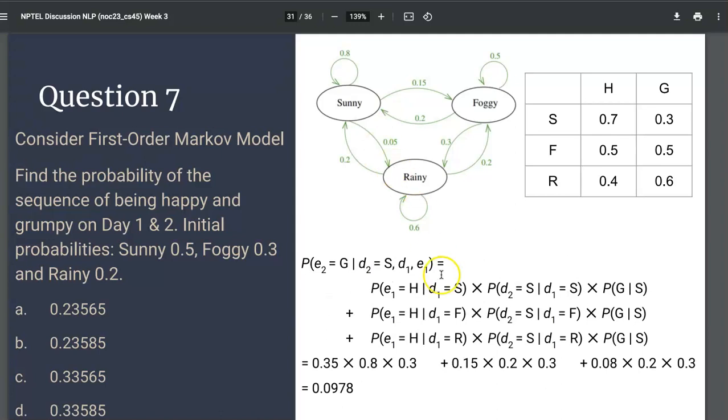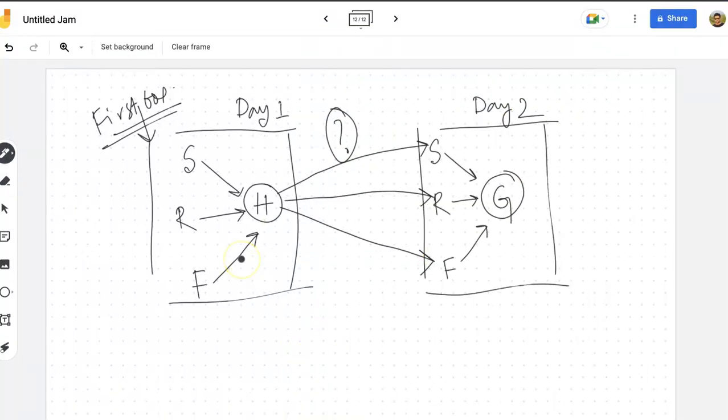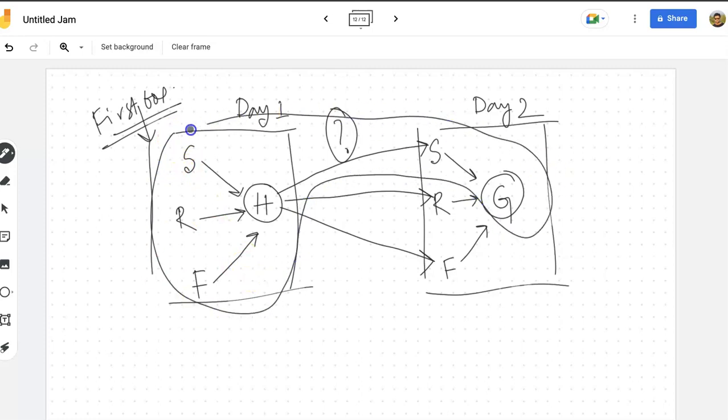So now see this thing. Okay, so what are they calculating? If you can guess, they are calculating this part. They are calculating this path.